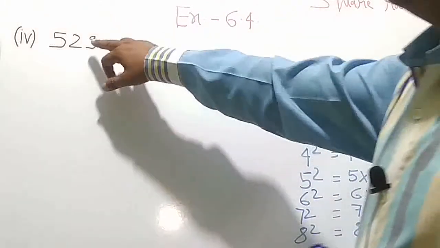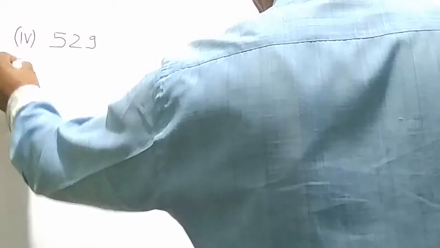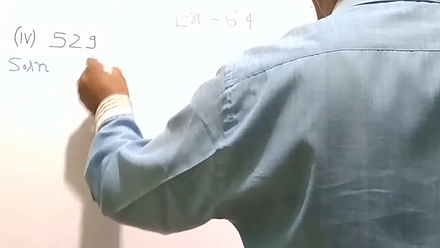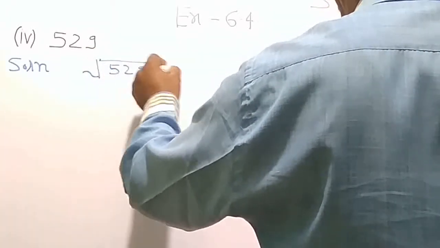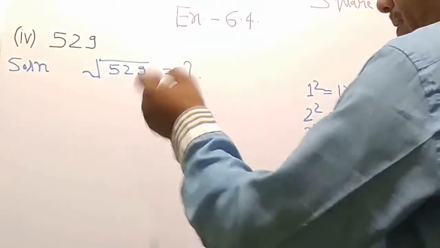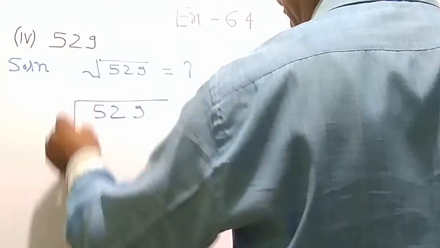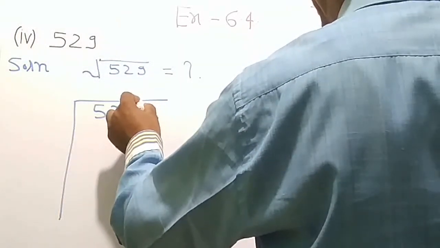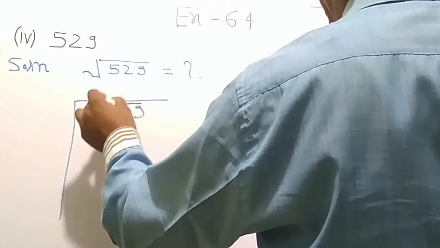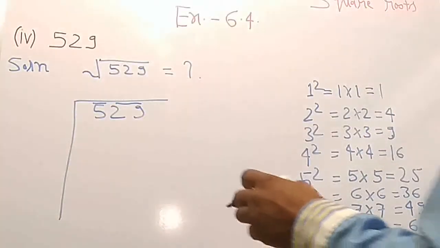Now the next part 4, 529. The solution of this part is, we are going to derive the square root of 529, and that is unknown. So we write here 529 like this, and then we are going to make the pairs, the first pair of 29 and the second is the 5 only.